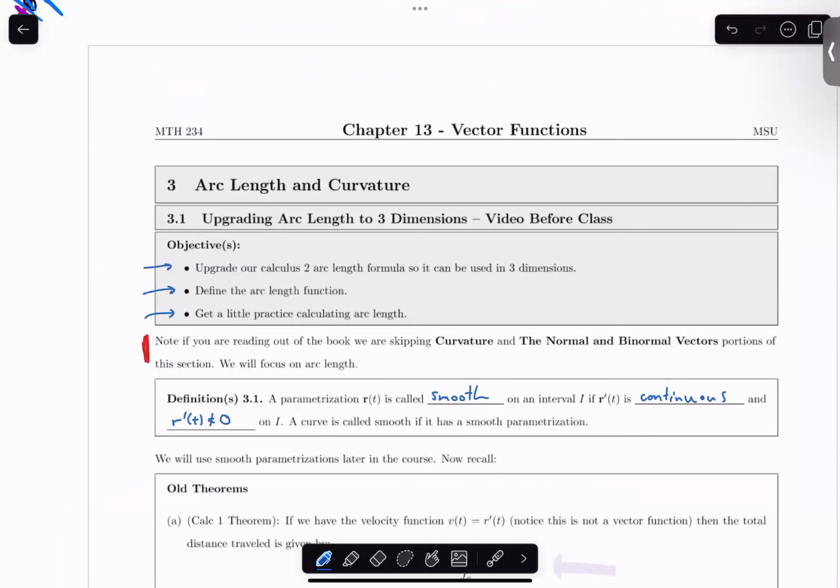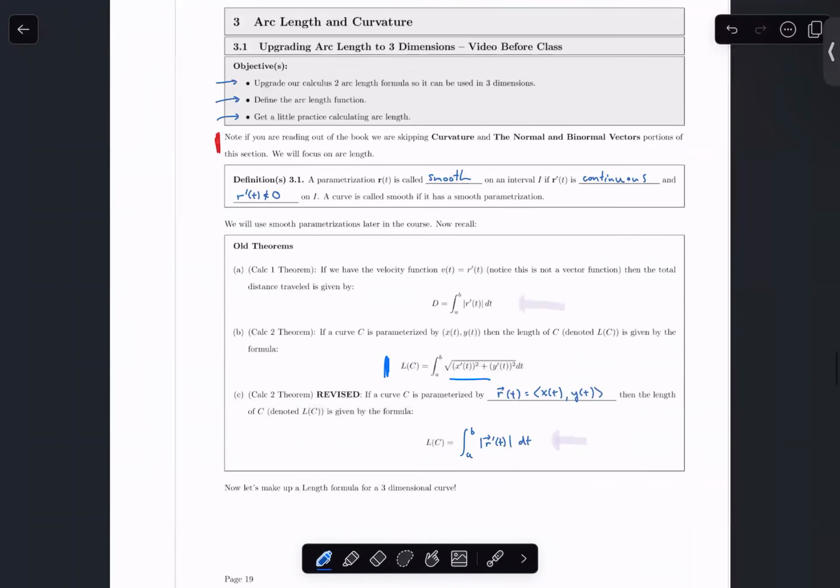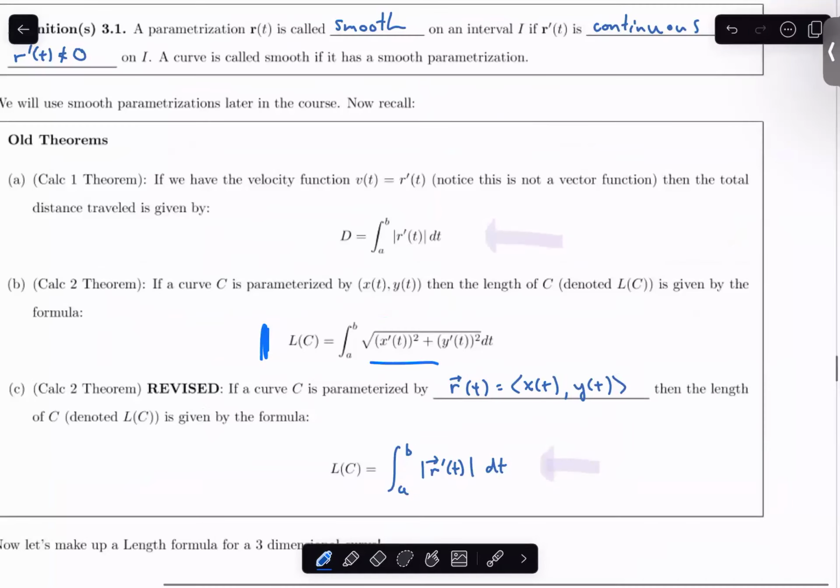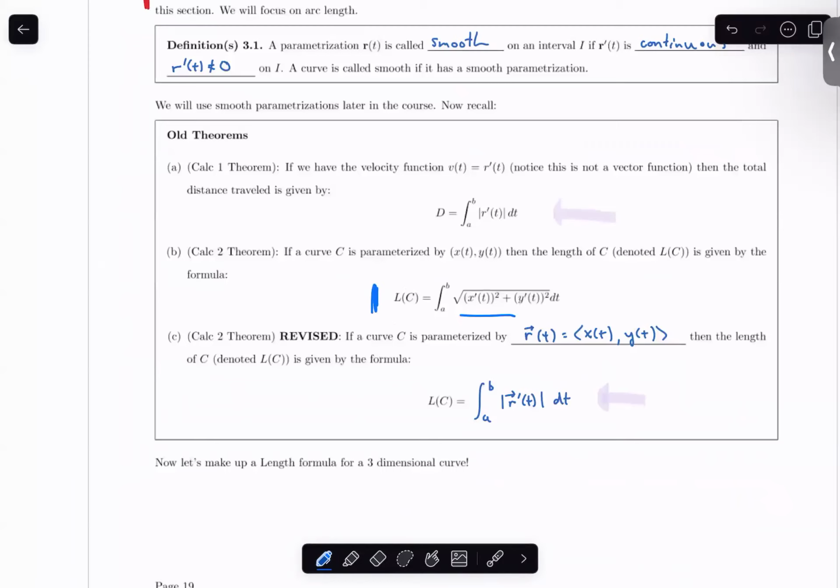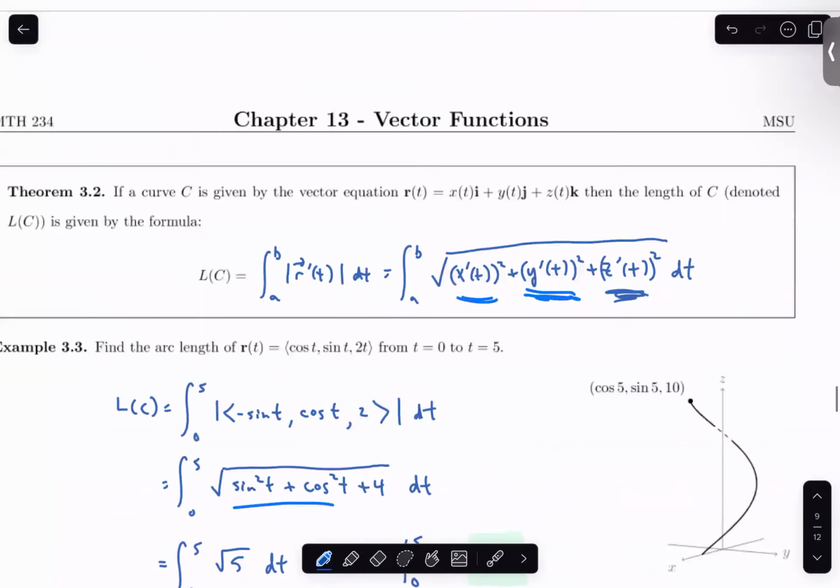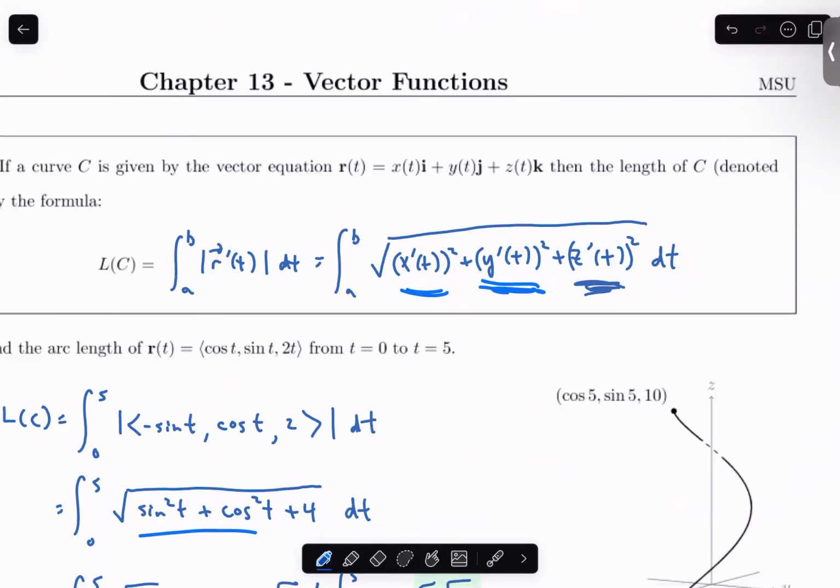So arc length is pretty much the exact same as you did in Calculus 2. In Calculus 2, you had arc length for just 2D functions, right? You had parametric curves and all that sort of stuff. They had X's and Y's in them. Now we're just going to sprinkle in some Z's. And so really it's not so much worse. There's just going to be this extra term with the Z's, right?